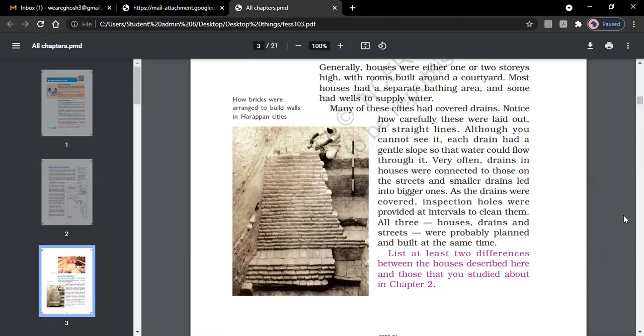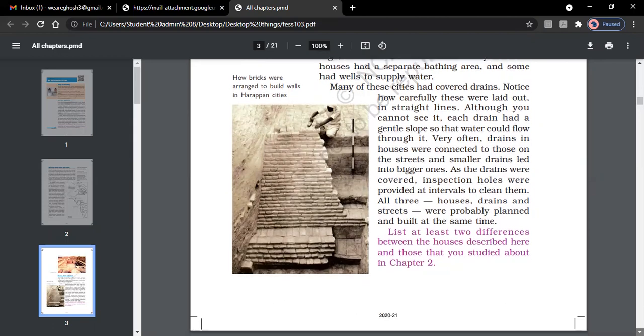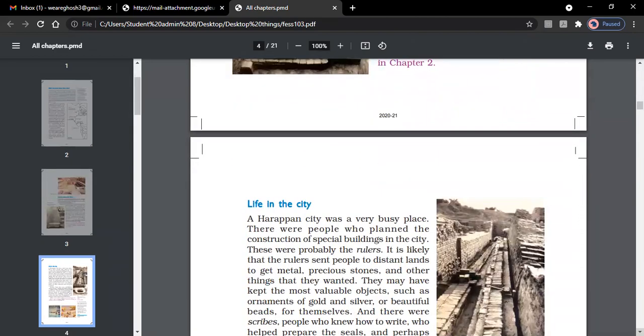Okay. Then on the next page, again there is a very important line: Harappan city was a very busy place. Mark this line. This is again an important line, and the question you get is: justify your answer. Why was the Harappan city a very busy place? This whole paragraph is your answer.